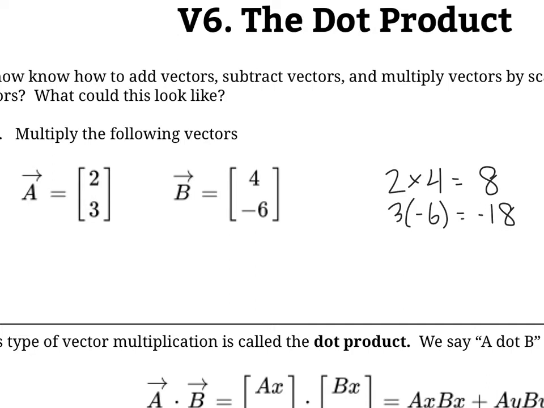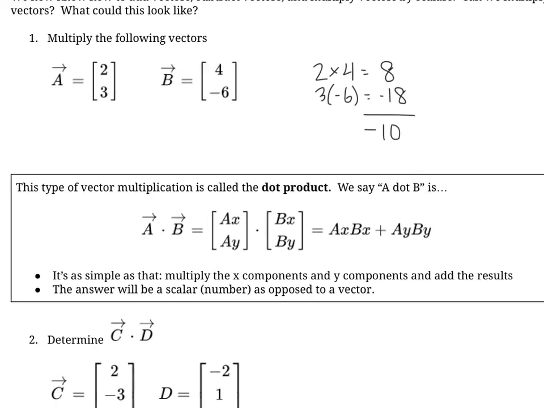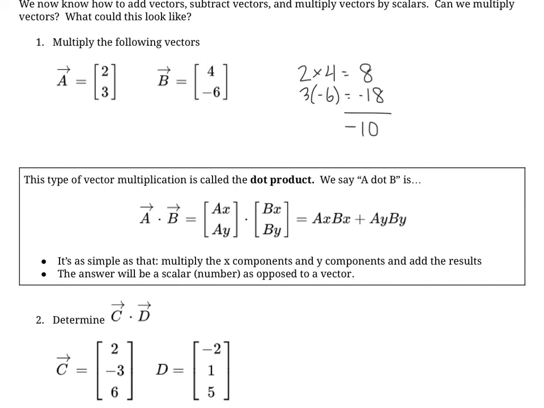So what mathematicians have come up with is that it's more useful if we add those two things together. The two products of the x components and the y components, we add those together. And in this case, it would be negative 10. So this process where we multiply the x components, multiply the y components, add them together, we actually call that the dot product of two vectors. And it's just one way to multiply vectors together, basically. We're going to learn another way to multiply them together called cross product in another lesson, but that's a separate method for multiplying vectors.